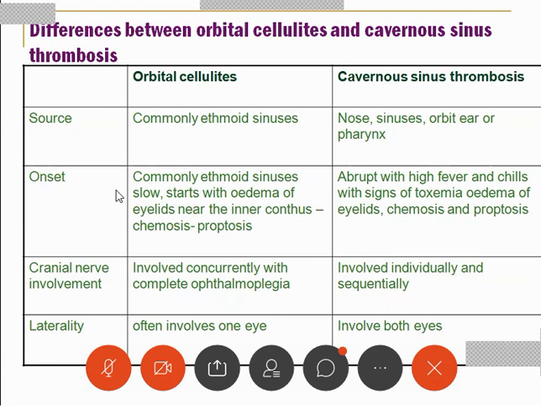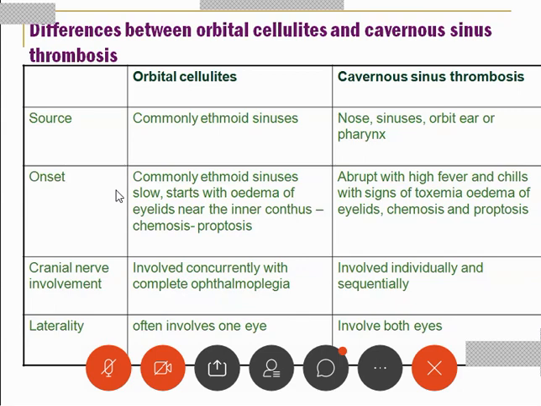So the total picture will be completely different. In the onset itself, you can come to a conclusion that it is cavernous sinus thrombosis or orbital cellulitis. Cranial nerve involvement occurs concurrently with complete ophthalmoplegia. Once the orbital cellulitis occurs, the cellular inflammation in and around the orbit leads to complete ophthalmoplegia.